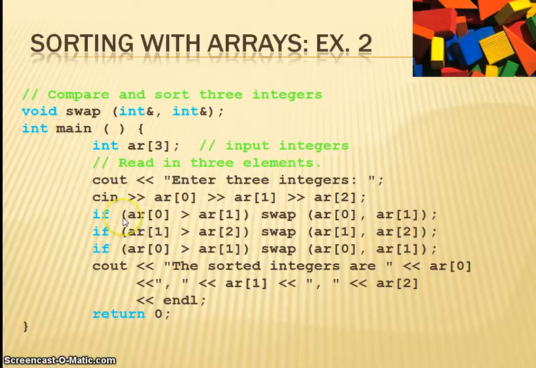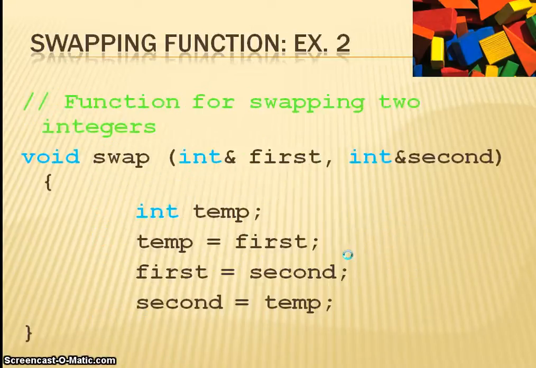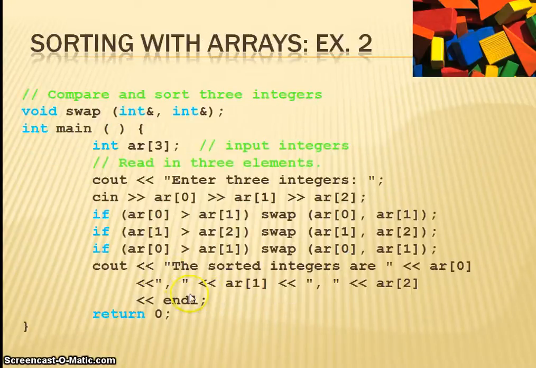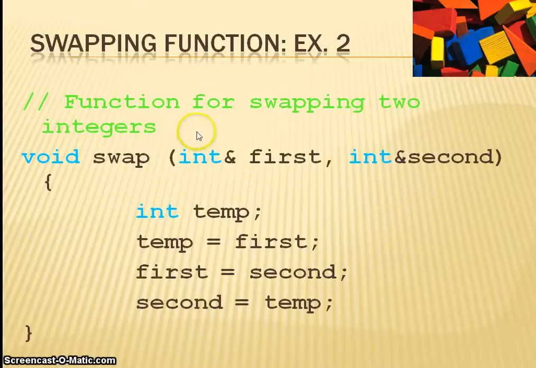First we have to compare the values by using an if statement: a[0] greater than a[1], then we have to swap a[0] and a[1]. If a[1] is greater than a[2], swap a[1] and a[2]. If a[0] is greater than a[1], swap a[0], a[1]. Here we have to print the sorted array values using a[0], a[1] and a[2]. Here we get the sorted values by using this function.